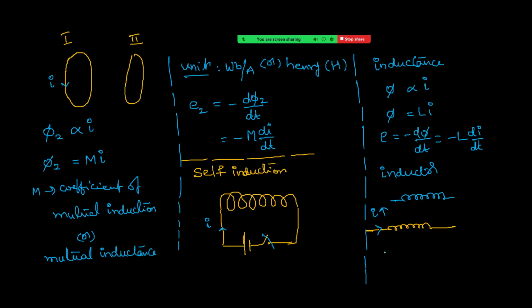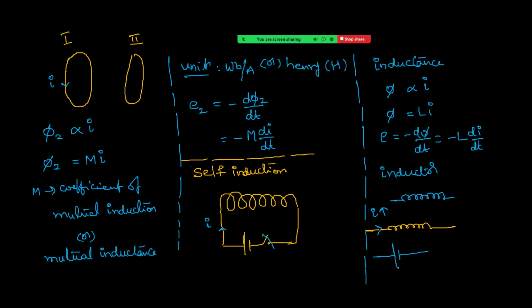So I am replacing this with a battery and I am taking the polarity: this is positive and this is negative. So that because of this, current will be like this, opposite. Because here current is increased, it tries to oppose the change. Since it is increasing, it tries to decrease it. That's why we are replacing this inductor with an equivalent battery like this.